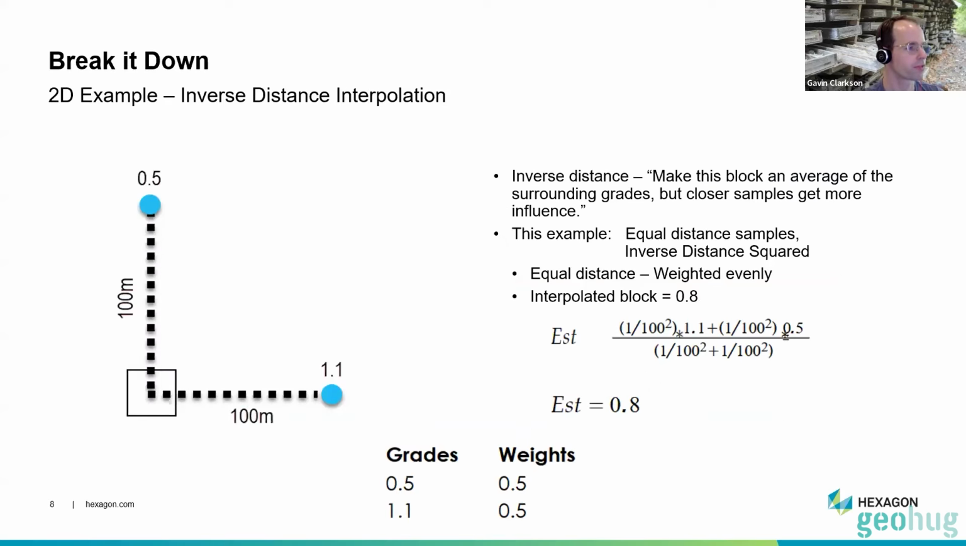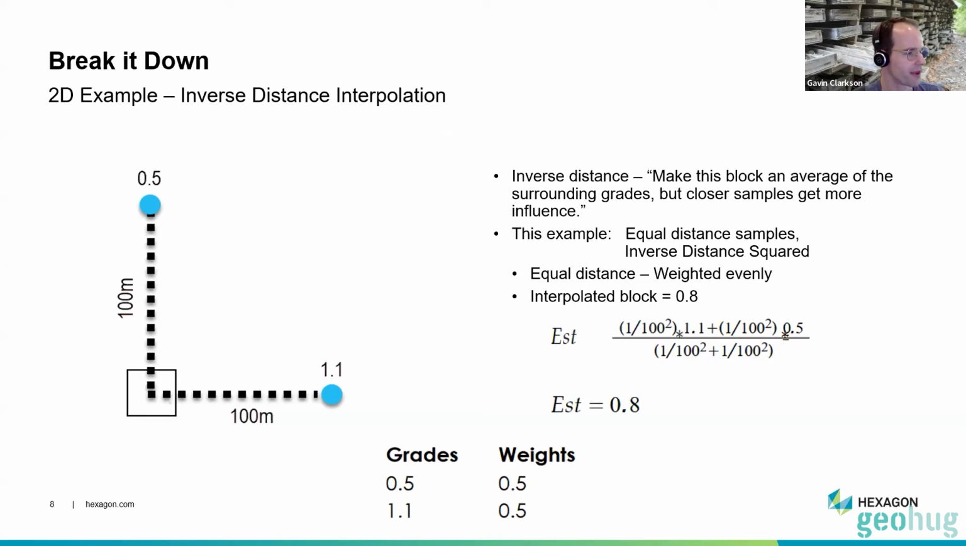Okay, so let's do some simple one-dimensional examples. I did say this was going to be math light. It's unfortunately not going to be math free, but it will be math light. So we're going to start just by going over a basic interpolation. In this case, we're going to do an inverse distance interpolation.